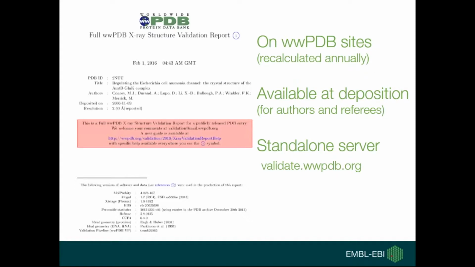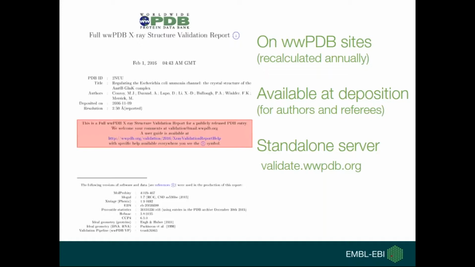This is what the PDF of the validation report looks like. This is the front page, and it's available on all the worldwide PDB sites, and we recalculate it annually because, as you will see in a little while, we assess the quality relative to other structures in the archive, and because more and more data is added, your position relative to the other data changes over time.